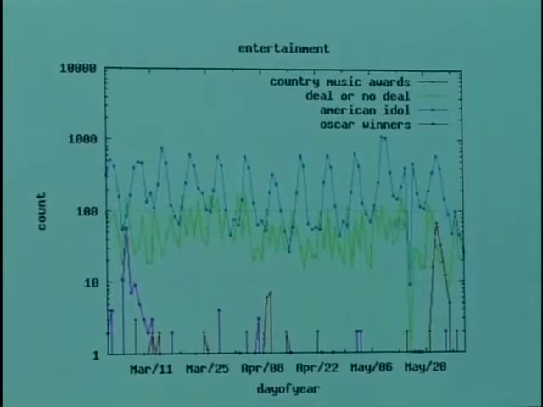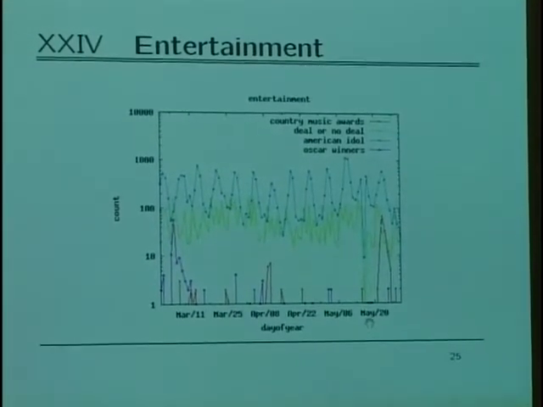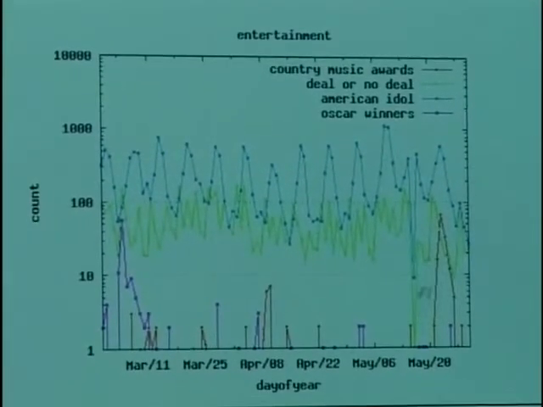This is the area of entertainment queries, where people are looking for maybe the Country Music Awards, Deal or No Deal, American Idol, or the Oscar winners. And what you see is, the red line is the Country Music Awards, and the increase of the query frequency strongly, tightly correlates with the broadcast of the Country Music Awards on TV. The same for the Academy Awards here. And you can even see some cyclic TV shows, Deal or No Deal, which is some kind of quiz show. American Idol, which is the equivalent to the German pop stars show, I think. You can see some kind of weekly broadcasting cycle. So at least these queries correlate with the actual event in the real world.